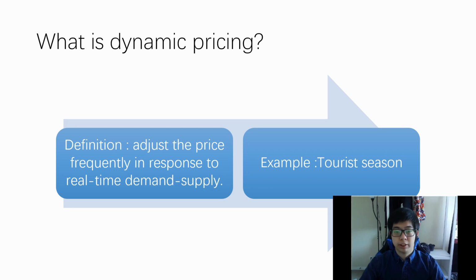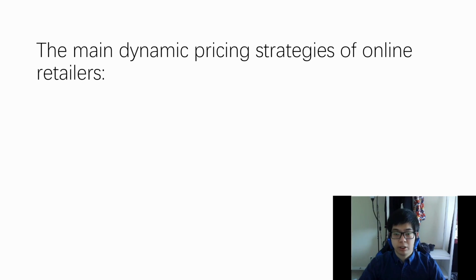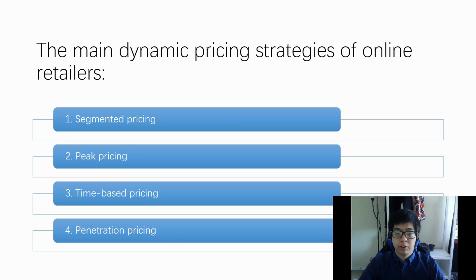The definition of dynamic pricing is to adjust the price frequently in response to real-time demand and supply, to achieve maximum profit. There are four main dynamic pricing strategies of online retailers. The first one is segmented pricing. The use of segmented pricing can attract a larger market. Retailers classify the price from value to premium to occupy the market as much as possible.